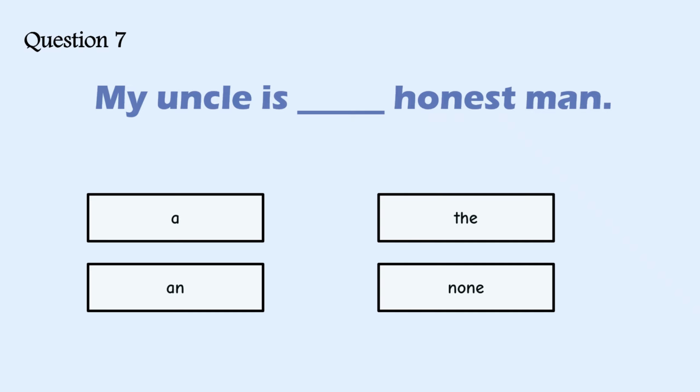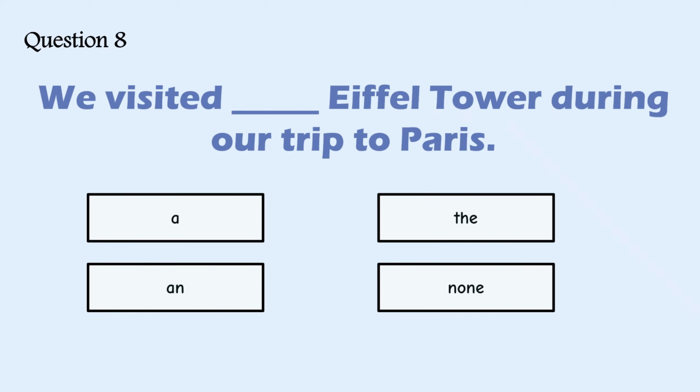Question 7. My uncle is dash honest man. The correct option is an. My uncle is an honest man. Question 8. We visited dash Eiffel Tower during our trip to Paris. The correct option is the. We visited the Eiffel Tower during our trip to Paris.